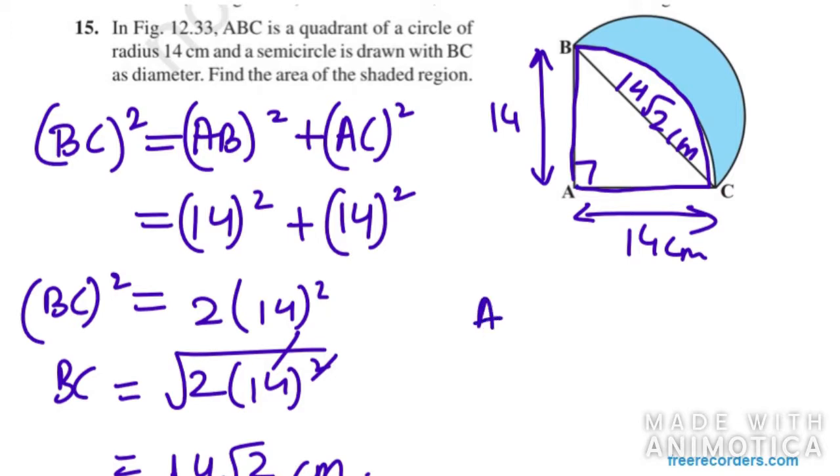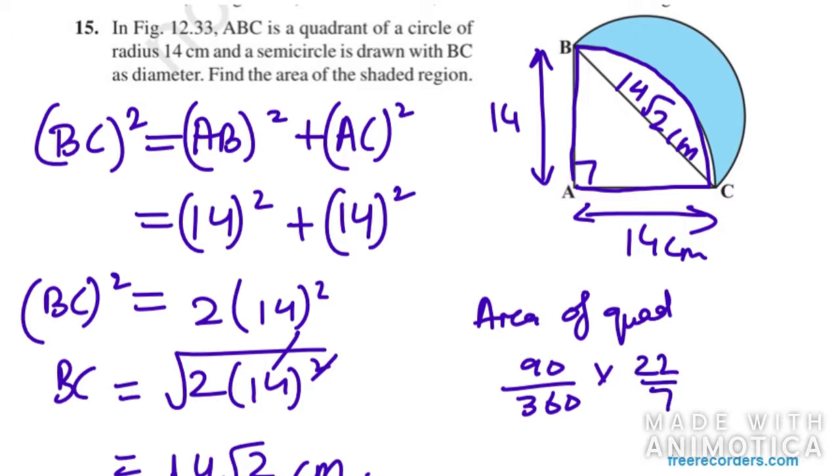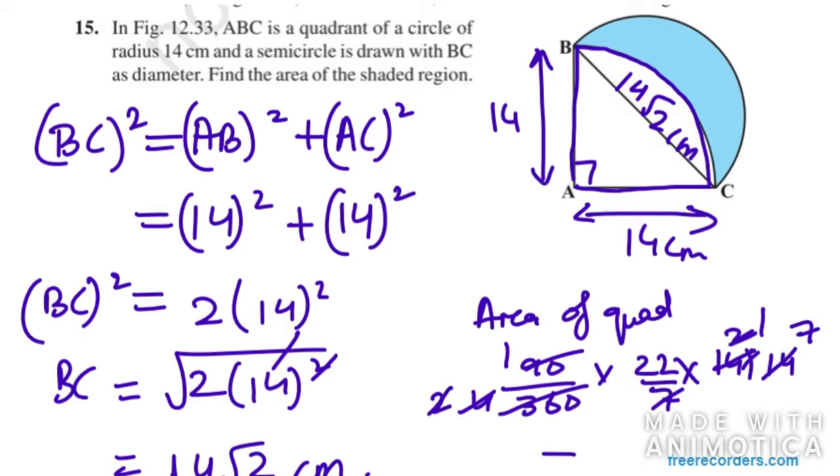So the area of the quadrant, as you know, the angle for a quadrant is 90 degrees, so 90 over 360 into pi r square. So 22 over 7, r square is 14 into 14. So 1 by 4, 2 fours and 2 will be 1 and 2, this will be 7. So 22 times 7 is 154 centimeter square.